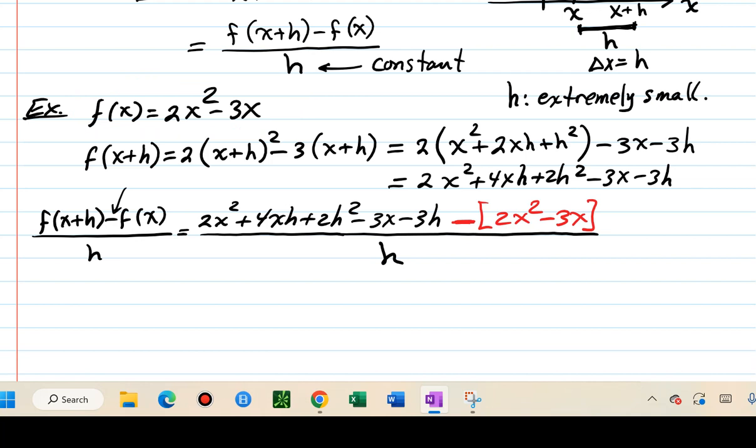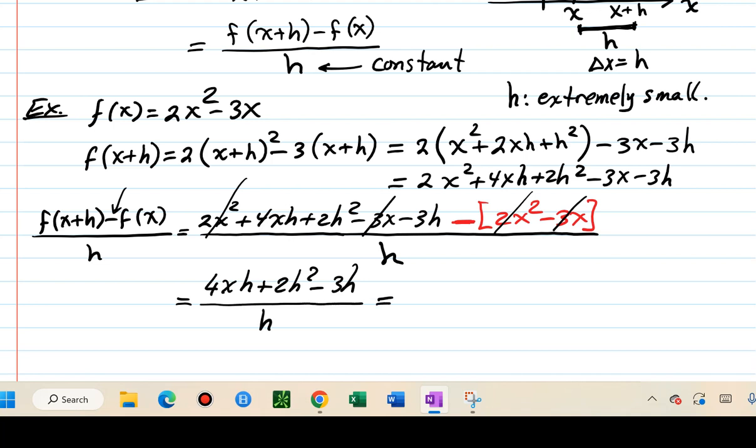Now we should be able to combine some like terms. The 2x squared and negative 2x squared are opposites, they add to 0. The double negative here makes positive 3x on the right side. So that positive 3x and negative 3x add to 0. Therefore, my difference quotient reduces to 4xh plus 2h squared minus 3h. Well, that's good. The x terms disappeared.